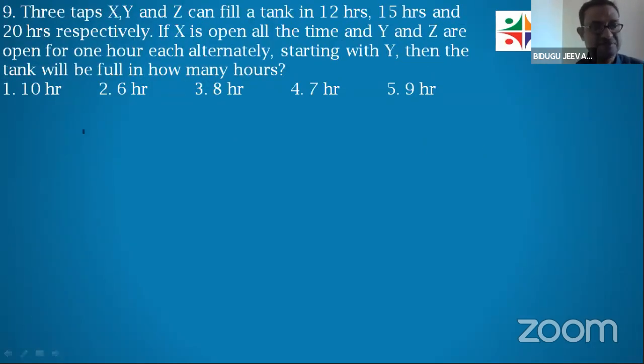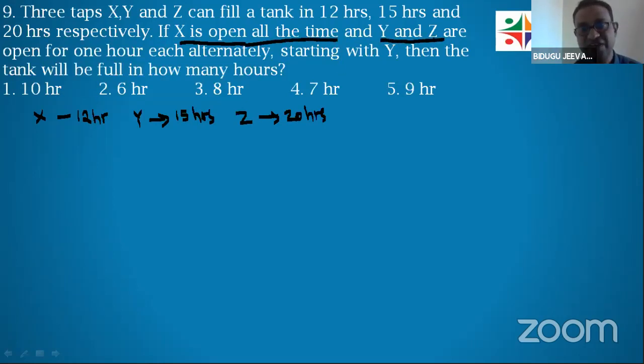Question number 9. Three taps X, Y, Z can fill a tank. X can fill it in 12 hours, Y in 15 hours, Z in 20 hours. If X is open all the time, and Y and Z are open for 1 hour each alternately, starting with Y.